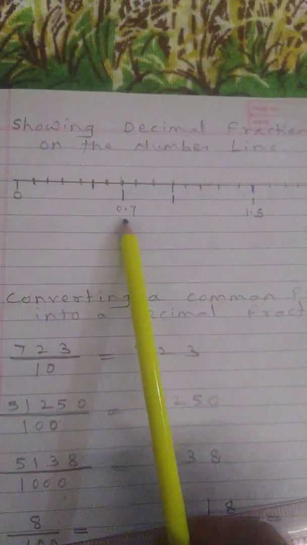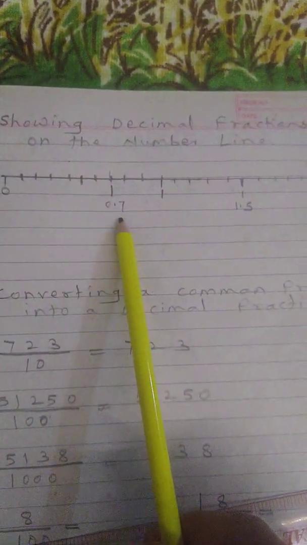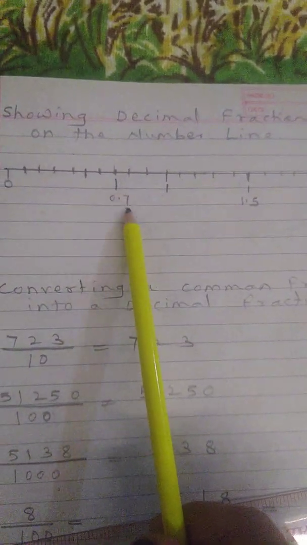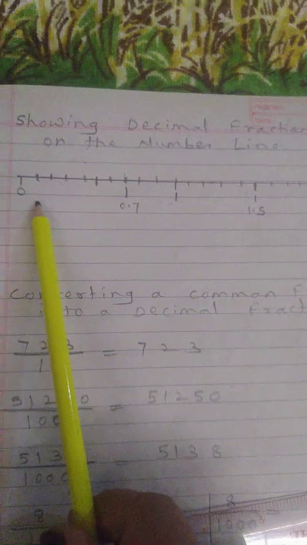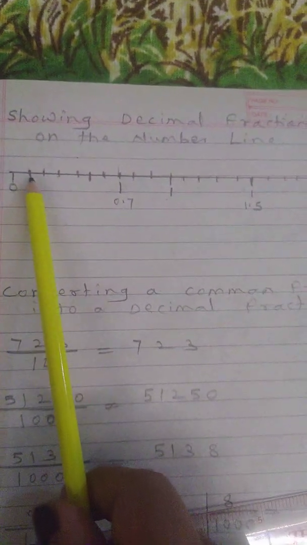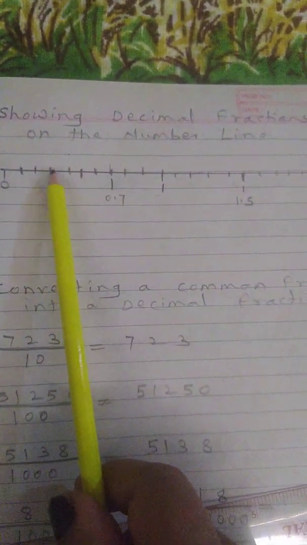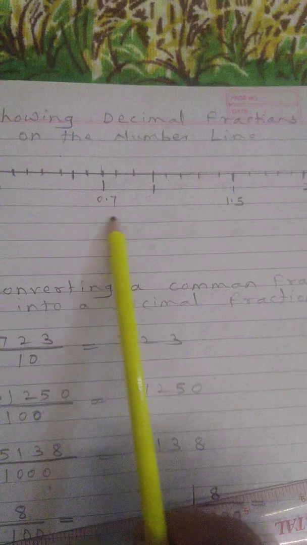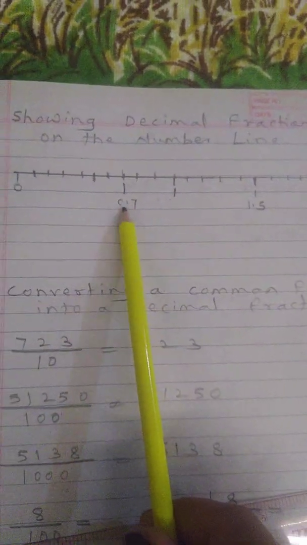0.7, this decimal fraction, how to show on the number line? What is the meaning of this? 0.7 means after 0 there are 7 units. So you count after 0: 1, 2, 3, 4, 5, 6, 7. So this is the decimal fraction 0.7.